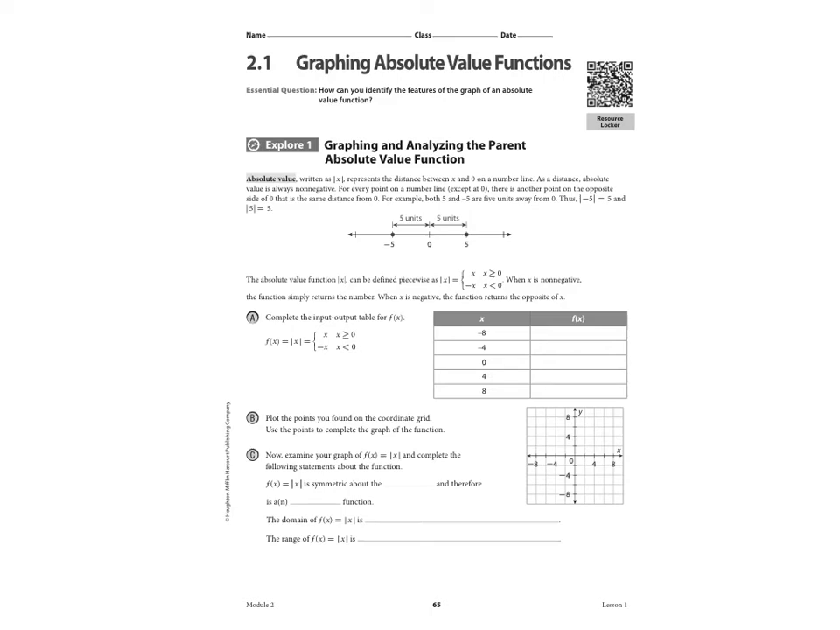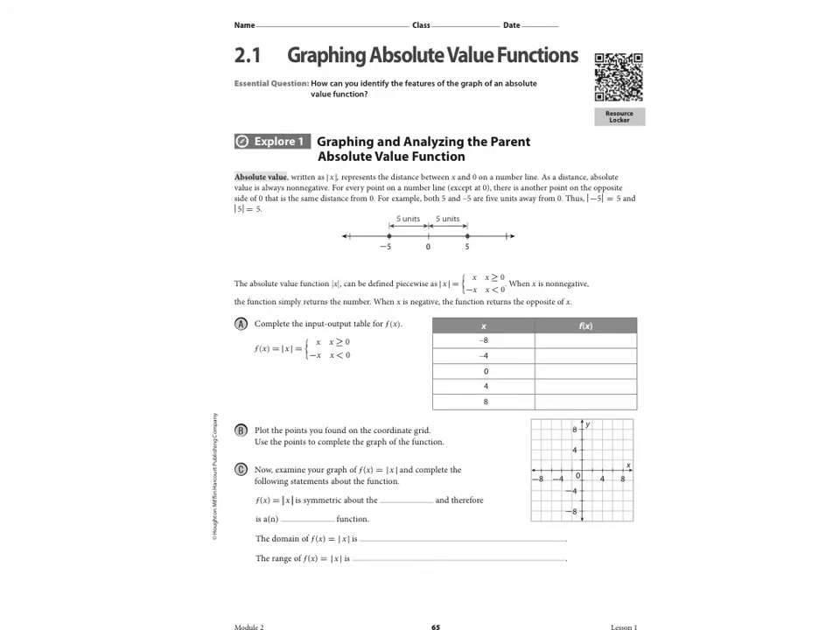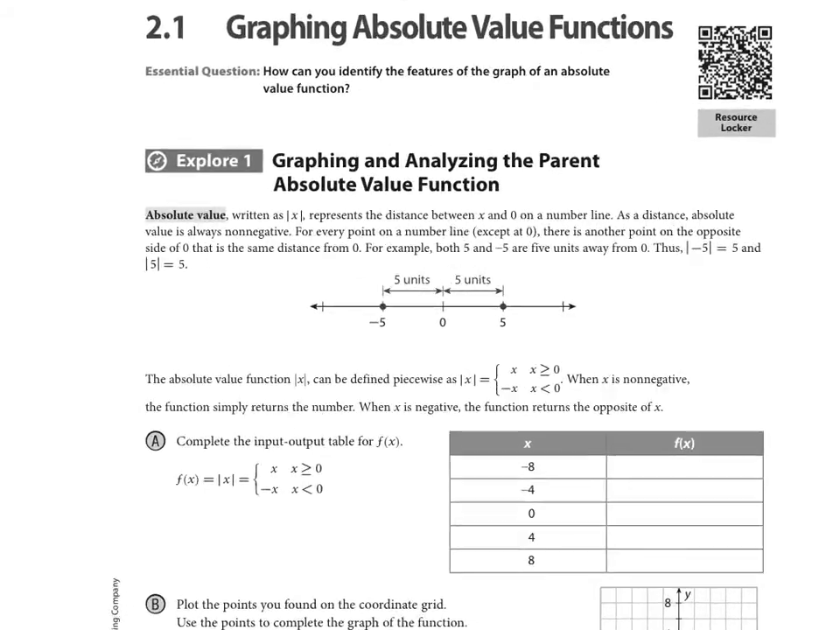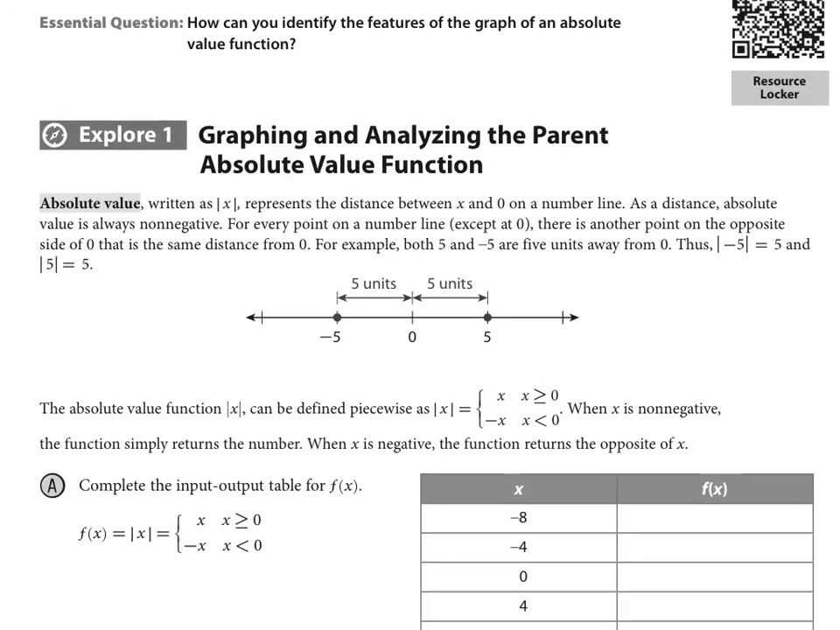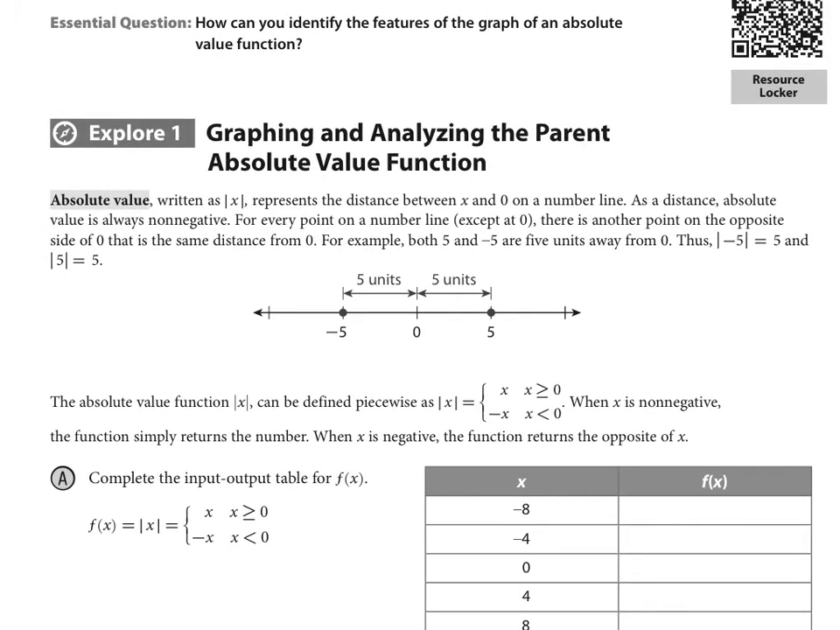All right, here's our lesson 2.1 on graphing absolute value functions. So a few things I want to remind you of before we get started. Absolute value, just by definition, is the distance between a number and 0. So it's always positive because distance is always positive. And we write it using the 2 vertical bars. So just make sure that you have that written in your notes, that definition and that notation for yourself.